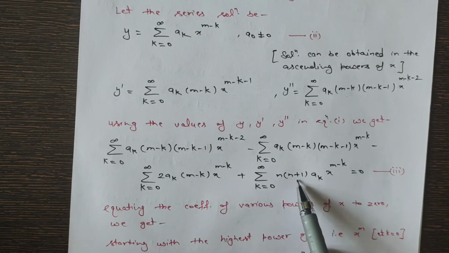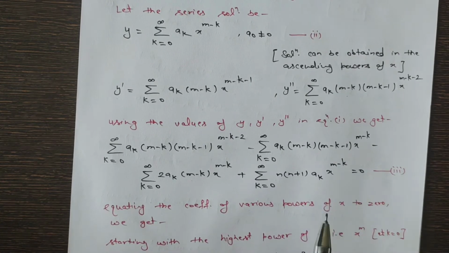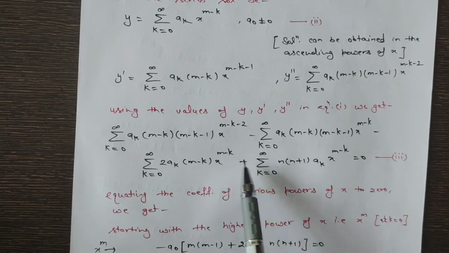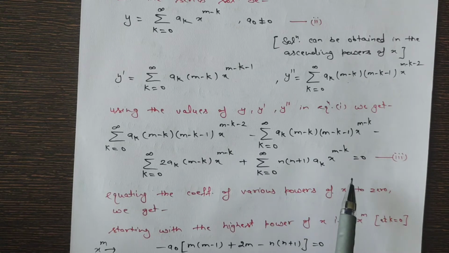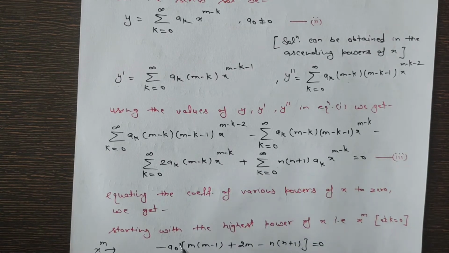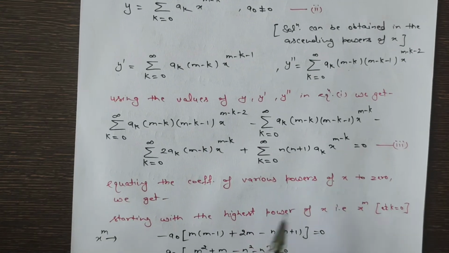So this is n into n plus 1 and this is the y. Clear? Now as this is a polynomial which contains different powers of x, and on the right hand side there is 0, this equality can be satisfied only when the coefficients of different powers of x on the left hand side are separately made equal to 0.